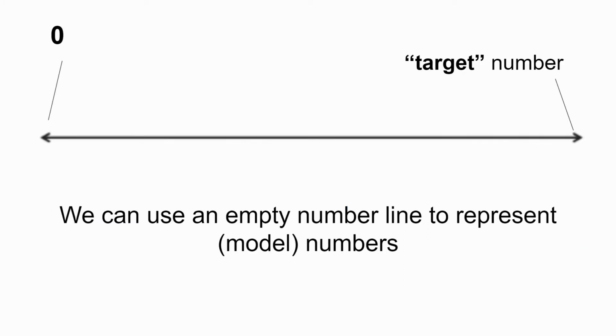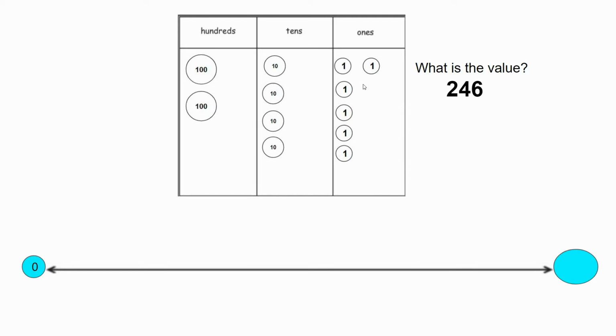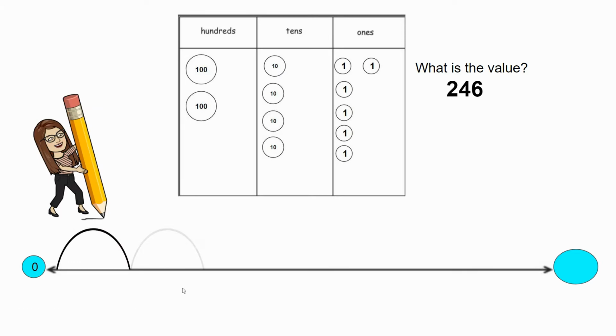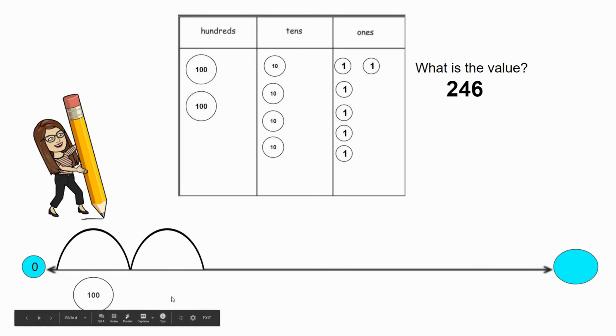Alright, this time let's model 246 using an empty number line. Here we go. So we're going to represent this 246 place value disk using this empty number line. We need to start here to the left at 0. But first, we have to model this 100. And notice that I'm going to make big hops for our hundreds. Here we go. We have 200s. 100, 200. And I'm going to label it 100.